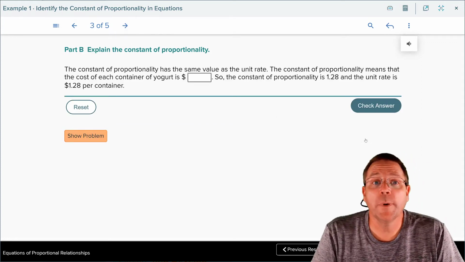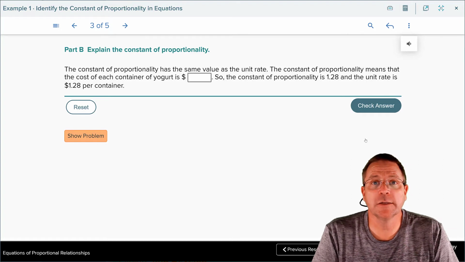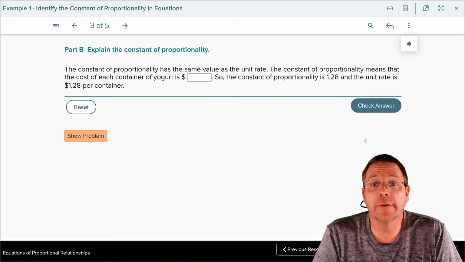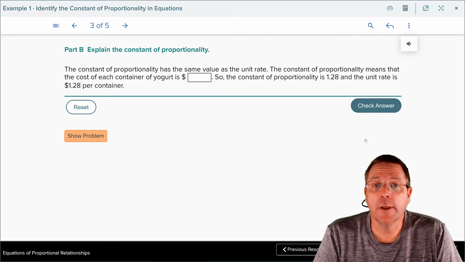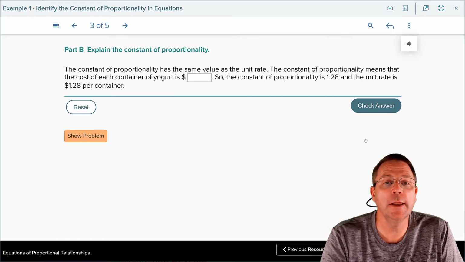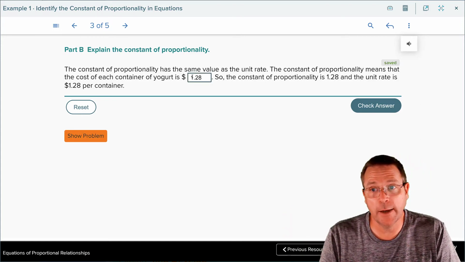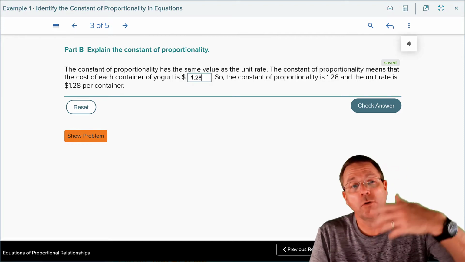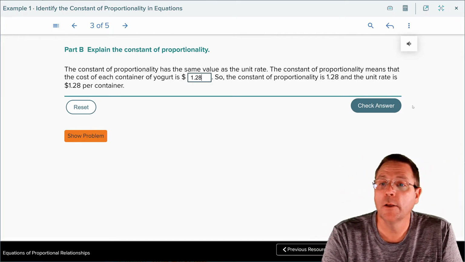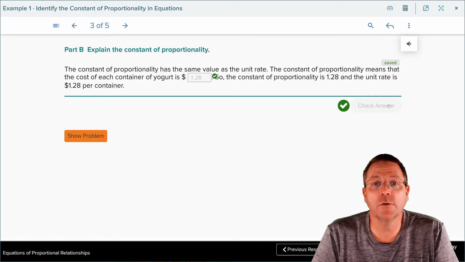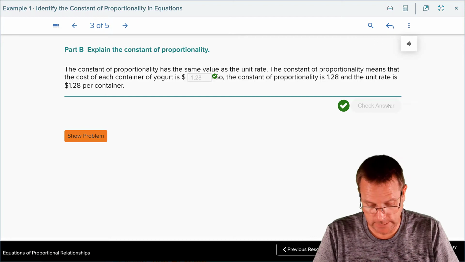You could also use Plan B. Explain the constant of proportionality. The constant of proportionality has the same value as the unit rate. I believe this is what I talked about earlier. The constant of proportionality means that the cost of each yogurt container is how much? $1.28. That's where the x was 1 that I talked about earlier. Your y was $1.28. So once again, your constant of proportionality is the same, $1.28. Two different ways to skin the same cat.